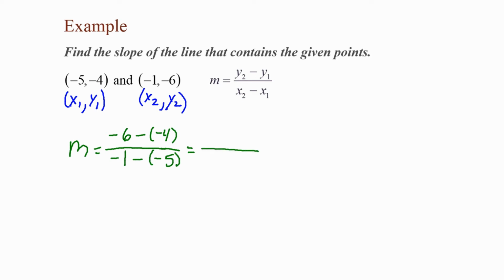Because we have minus a -4, that's the same as plus 4. And then minus a -5 is the same as plus 5. So I have -6 plus 4, which is -2, over -1 plus 5, which is 4. -2 over 4 reduces to -1/2. So the slope of our line is -1/2.